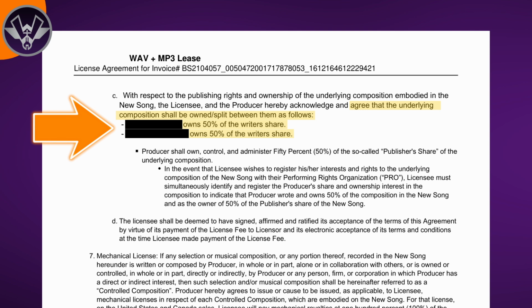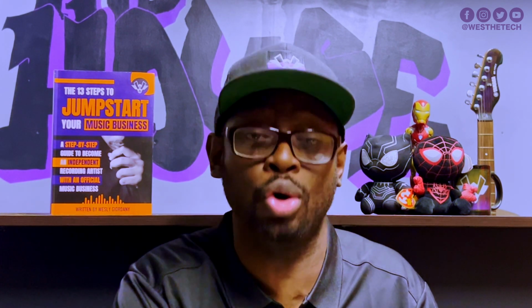But it says here that the parties agree that the underlying composition shall be owned and split between them as follows. So the first one is my name, and it says that I own 50% of the writer's share. Then it shows the producer's name owning 50% of the writer's share as well. So what that means is that the part of the song that you do own, you actually have to share that. So the producer of the beat actually gets 50% of the writing credit on the beat.